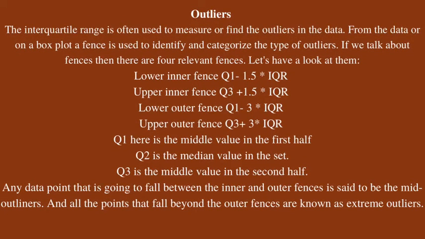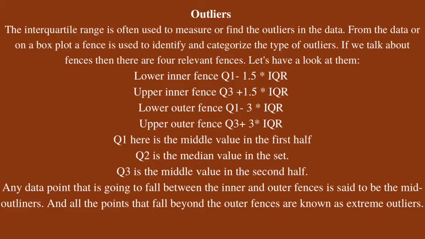Outliers. The interquartile range is often used to find the outliers in the data. From the data or on a box plot, a fence is used to identify and categorize the type of outliers. If we talk about fences, then there are 4 relevant fences. Let's have a look at them.